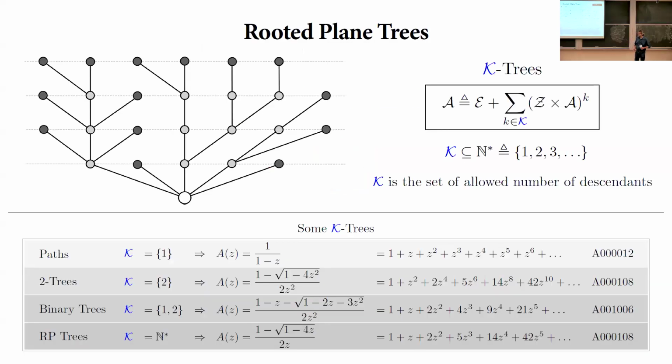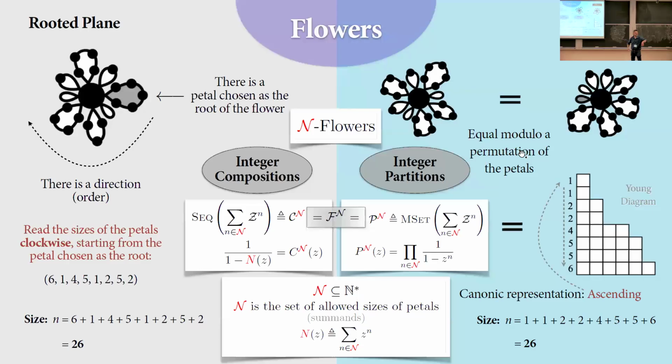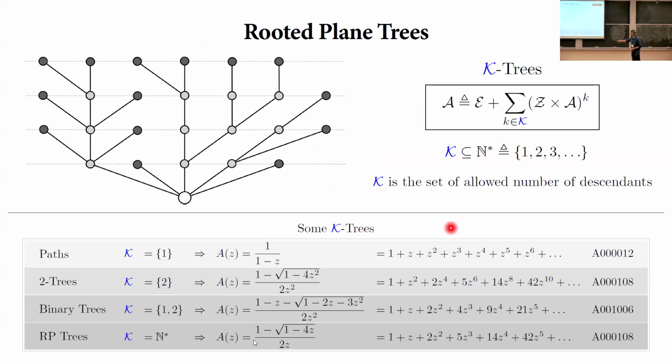We're going to talk about trees. Trees are things that look like this. We're going to be dealing only with rooted plane trees. And here there is a parameter K, a subset of the positive natural numbers, the allowed number of descendants. For example, for K equals 1 we have only paths, for 2 trees, binary trees, and for all the trees, no restrictions whatsoever. Okay, so those are the trees we will consider.